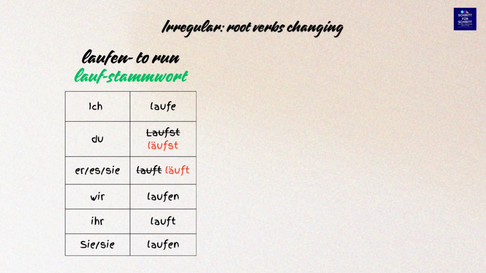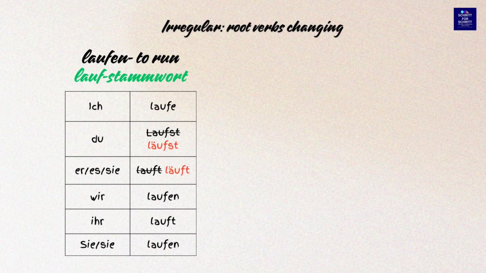Now we'll look at the conjugation for A changing to A umlaut. So here the word is laufen, where lauf is the root word or the Stammwort. So ich laufe, du läufst. So A changes to A umlaut here. Similarly, er läuft. Here also A changes to A umlaut. Wir laufen, ihr lauft, sie laufen. So here no change will be there in A.